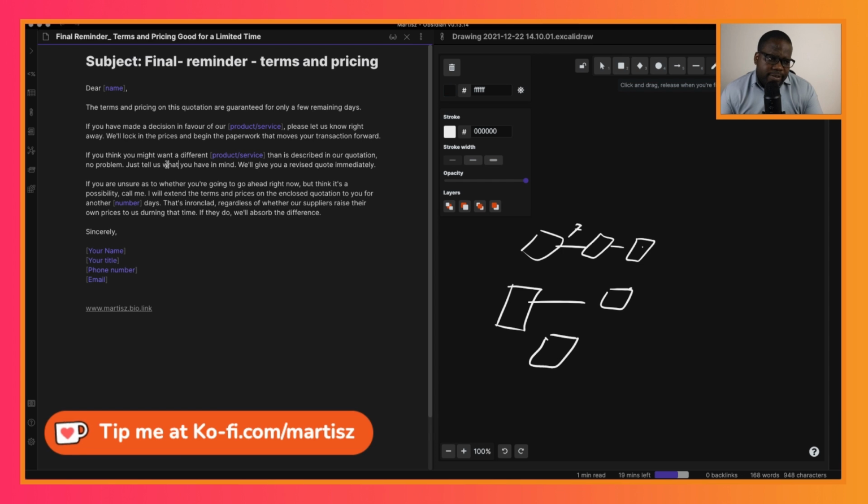So technically, this is an example or template of a final reminder. It's up to you how to use it. And at the end, you have a signature. Again, this is a template. You can create whatever signature you want.